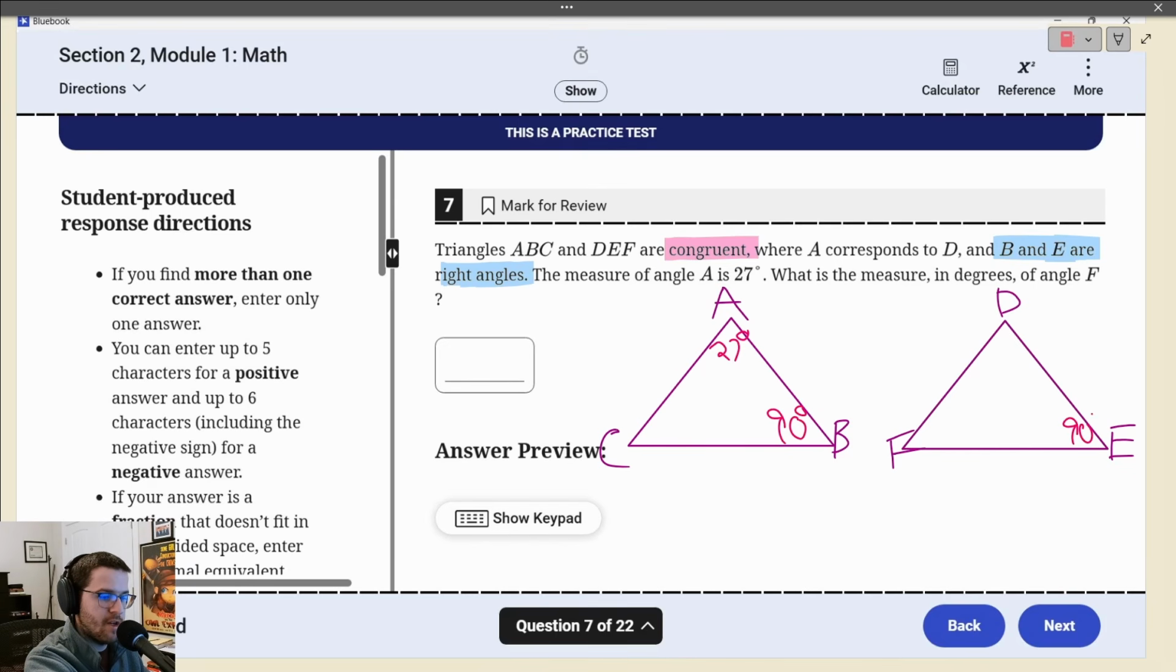And it says, what is the measure of angle F? Okay, so remember what I said? All the corresponding angles are equal. So this one's equal to this one. This one's equal to this one. And this one's equal to this one.